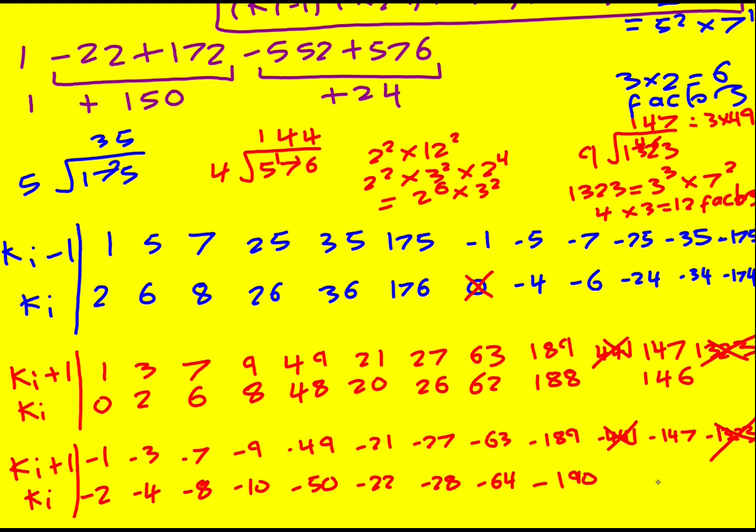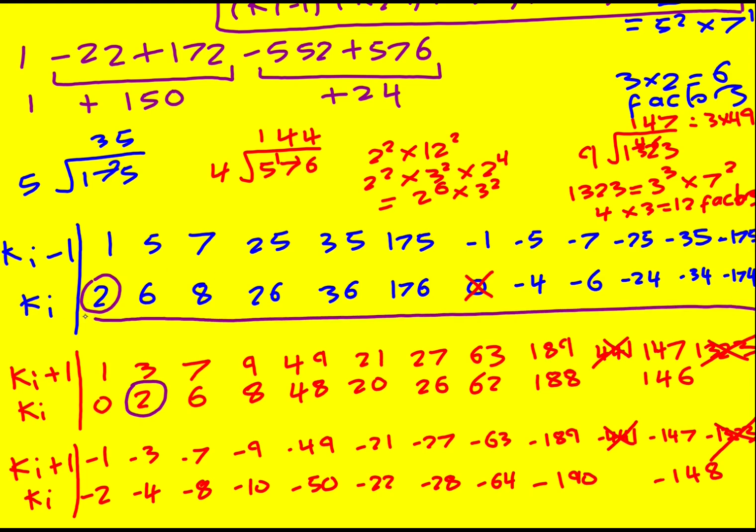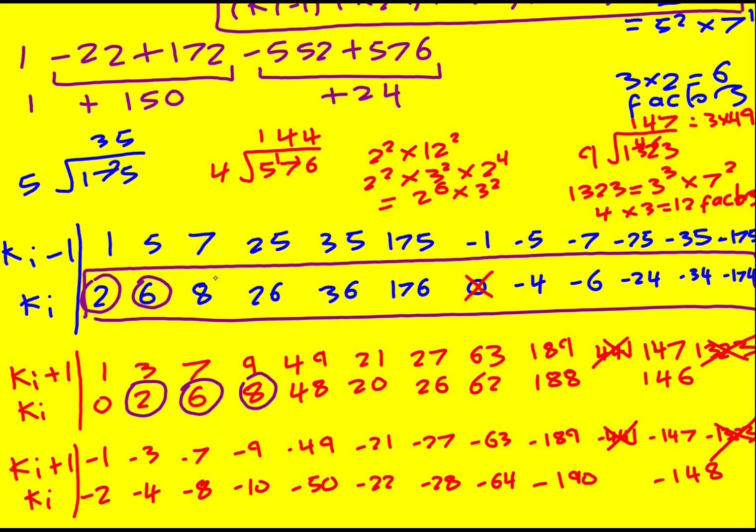All right, there we go. And now I'm going to circle any ones. We've already got rid of 0, but I'm going to circle the ones along the blue row that are the same. So I've got a 2 in both. Okay, I'll circle them as I go, but it's mainly this now that I'm interested in. I've got a 6. I've got an 8. I've got a 26. I do not have a 36.